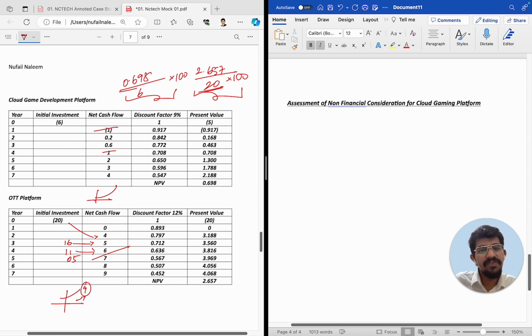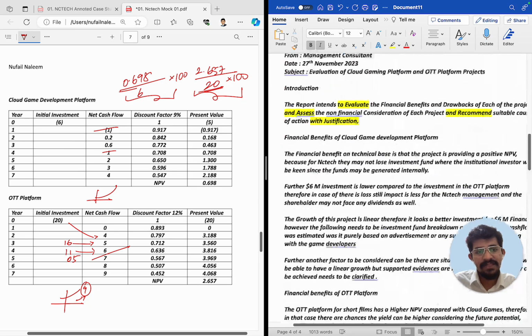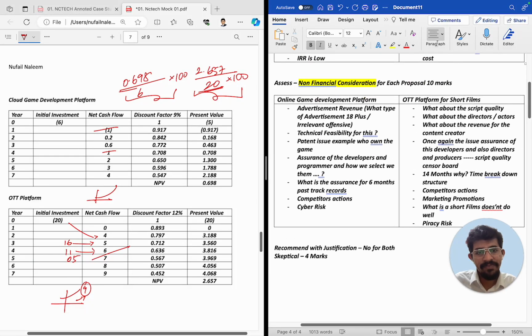So students, if you observe, the first thing, just for your idea, advertisement revenue. So the type of advertisement revenue is not mentioned. Do we have the technical feasibility? Because there is no assurance with regards to the programmers, and the ownership of the game, who owns it is one factor, and then competitive actions and cyber risk.